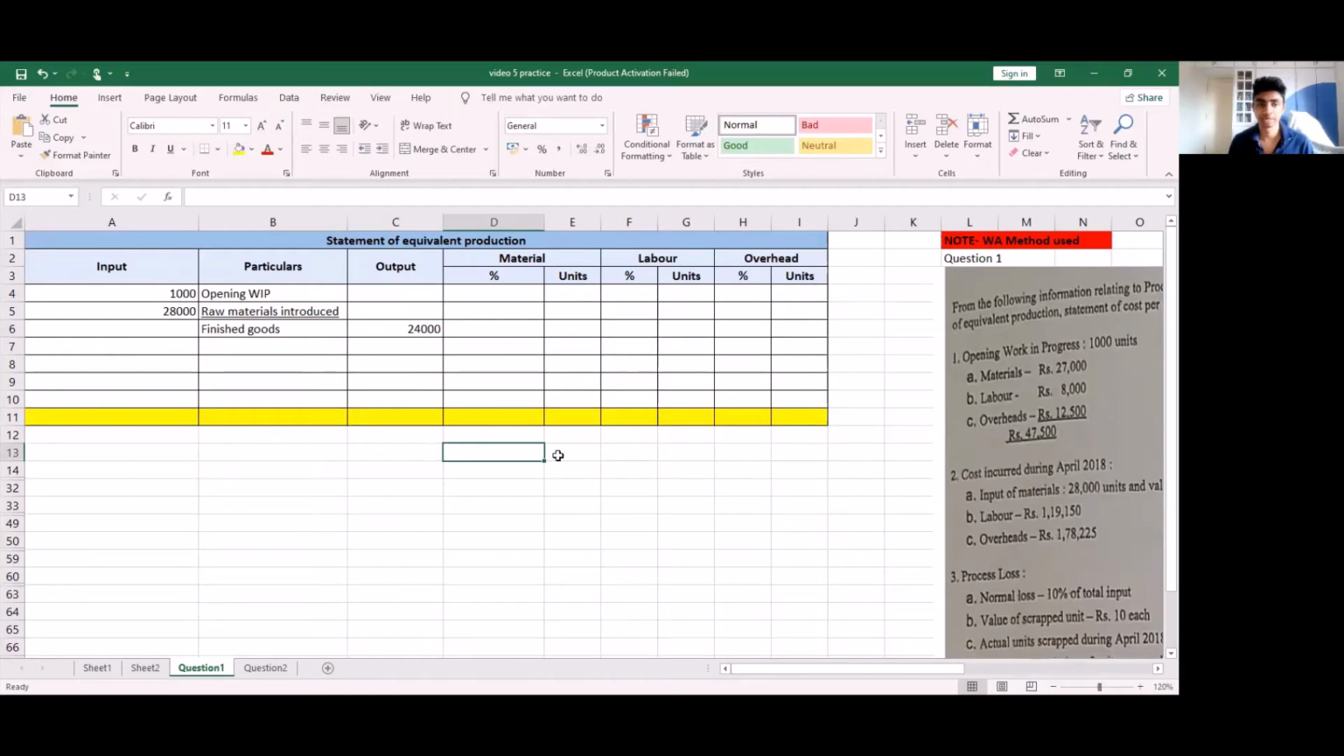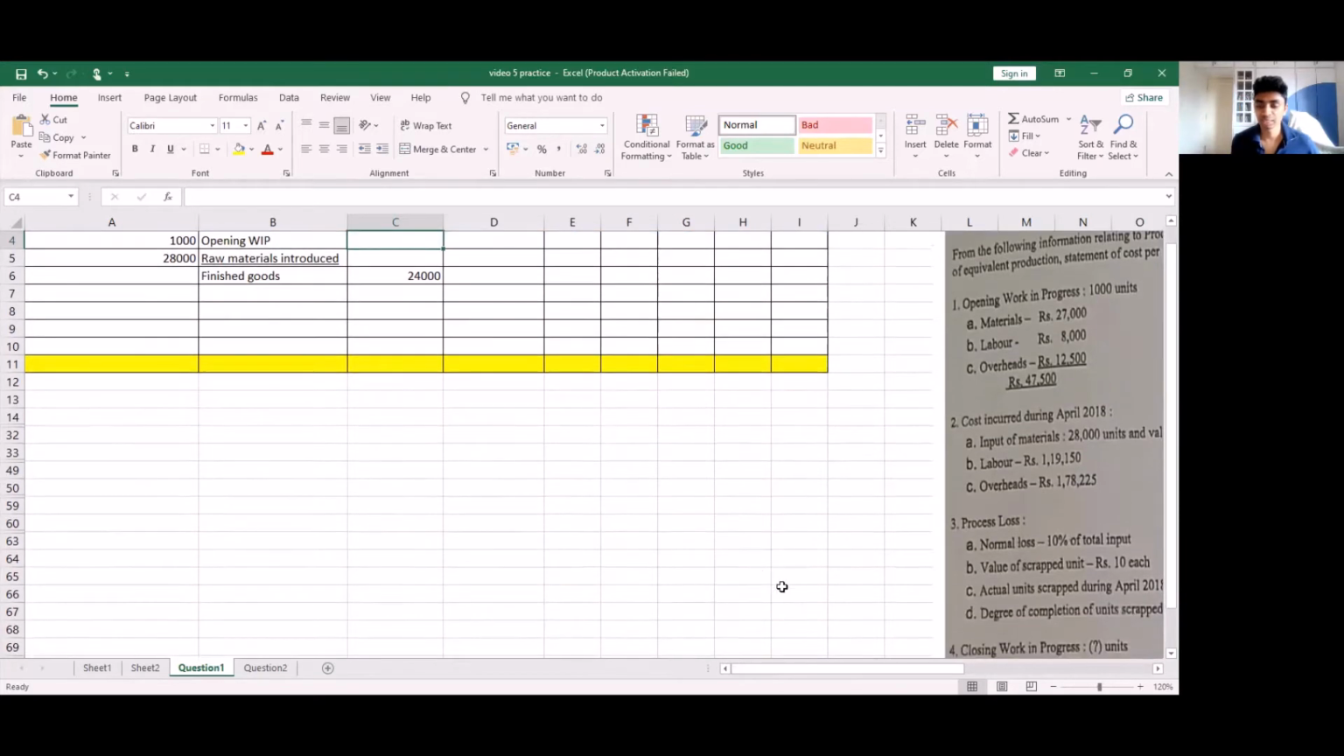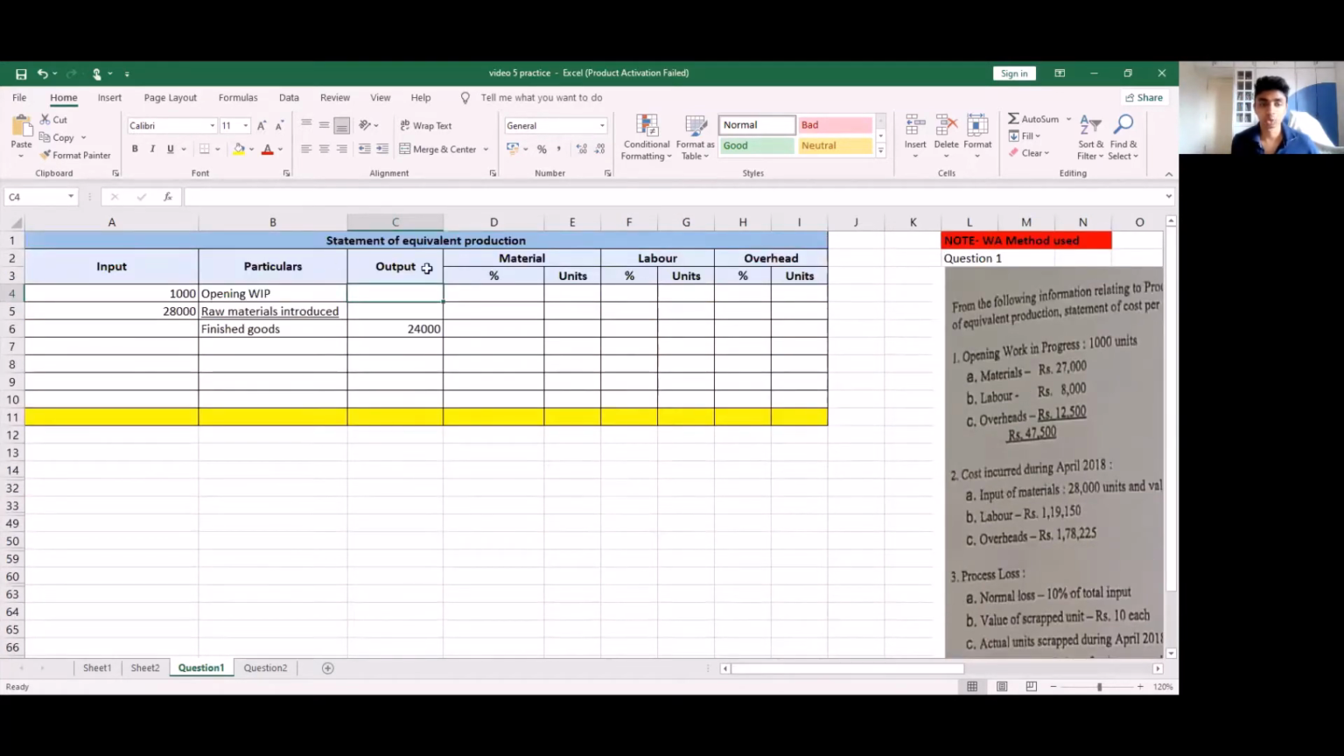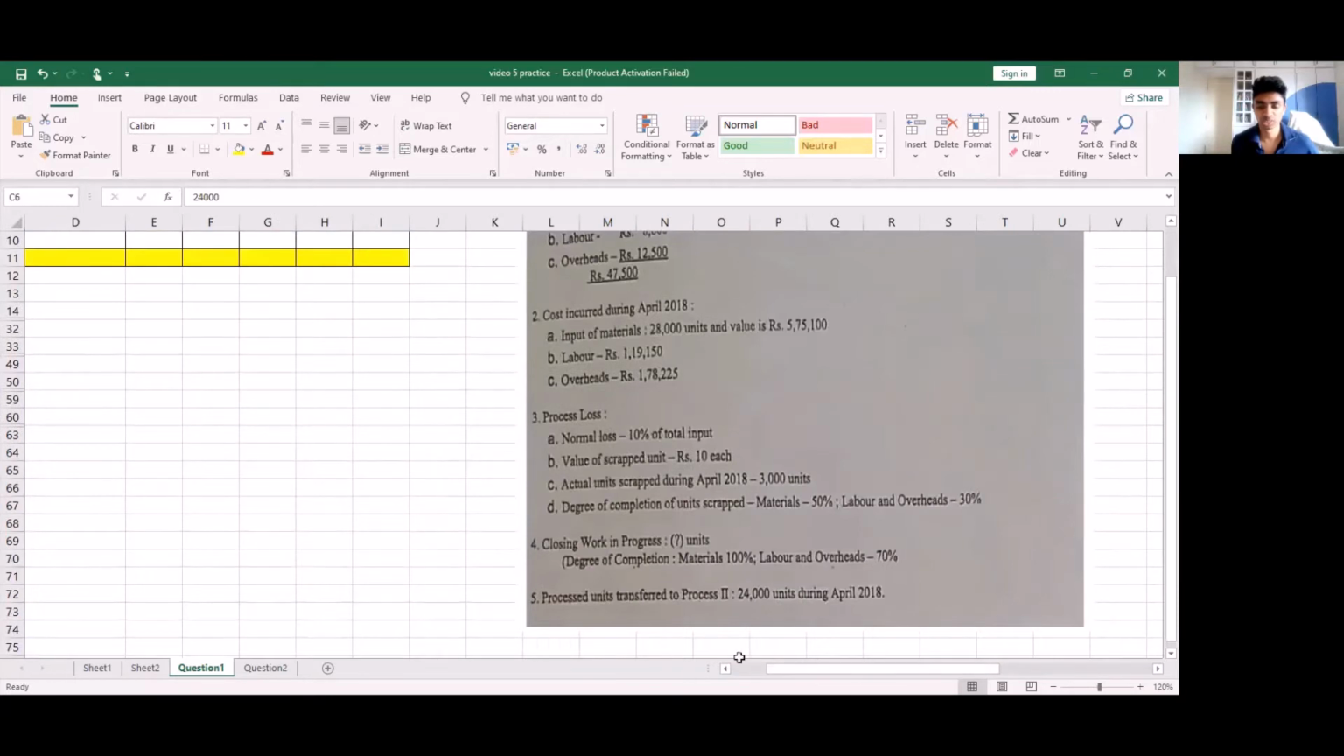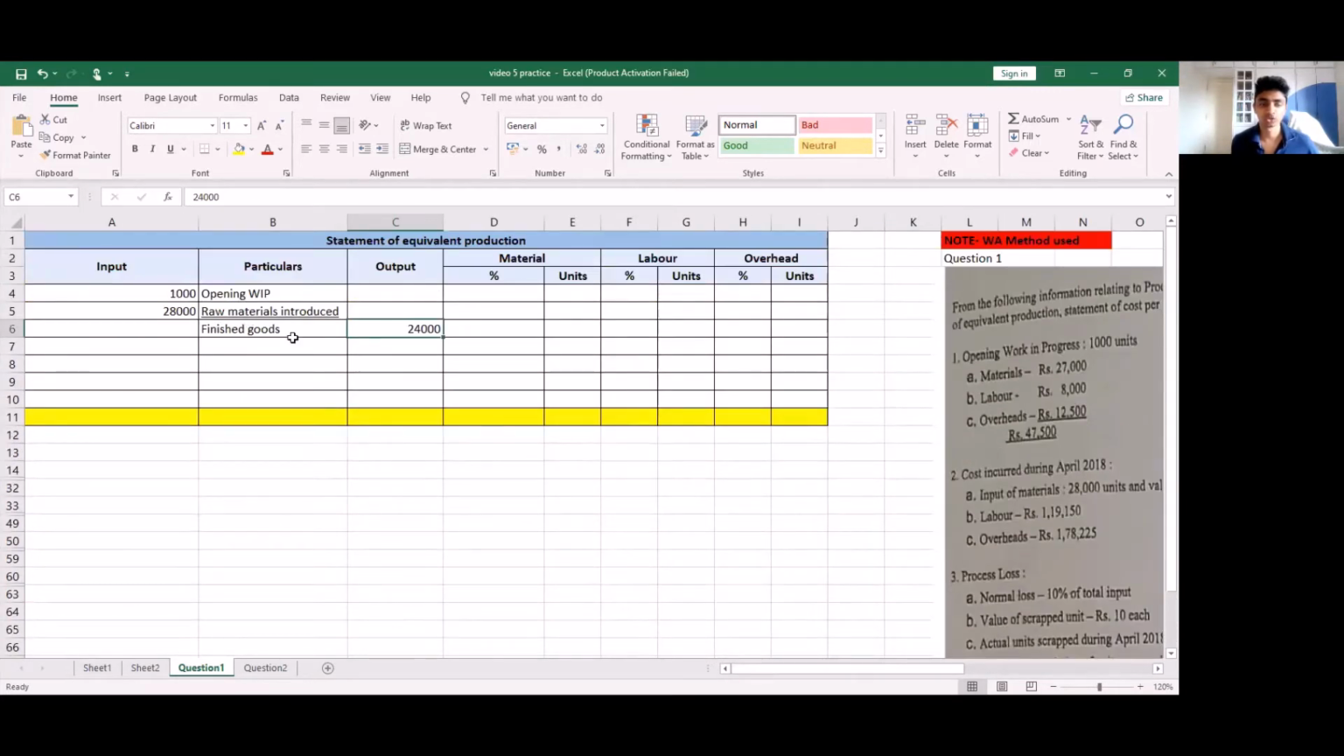Let me quickly summarize that. In our FIFO method, we would take opening work in progress in our output column, and while writing our finished goods, we would take units transferred to process 2, subtract our opening work in progress from it, and then write the remaining value. But in this case, we will not write the opening work in progress value, but we will take the entire 24,000, which is given as units transferred to process 2, and write it under output of finished goods. So now we will write what percentage of work is completed and what equivalent production unit it is.